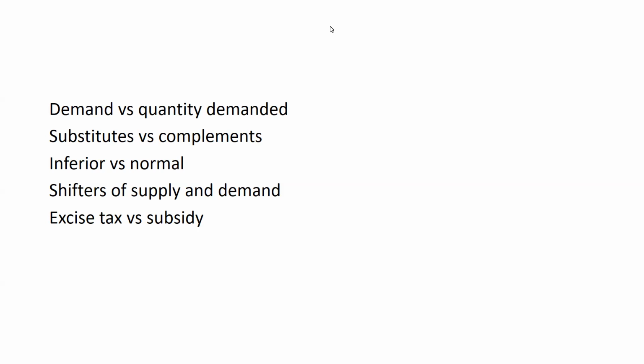Inferior goods are goods when income goes up, demand goes down, and when income goes down, demand goes up. So income and demand have a reverse relationship. It has nothing to do with price. It is about income. Normal goods: income up, demand up; income down, demand down.